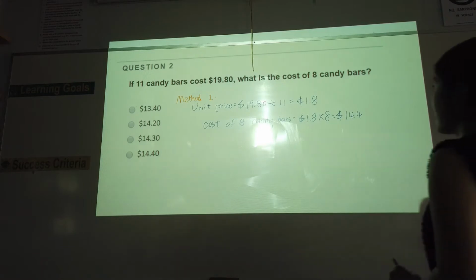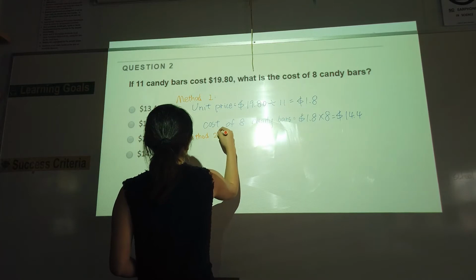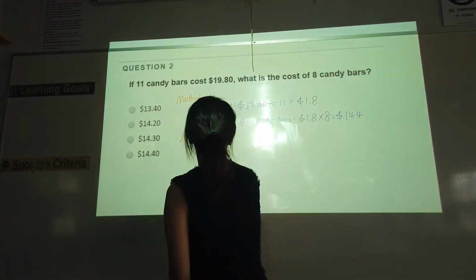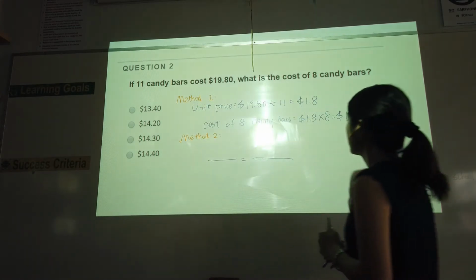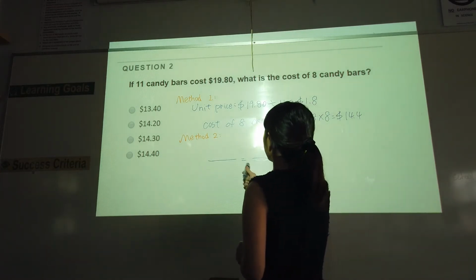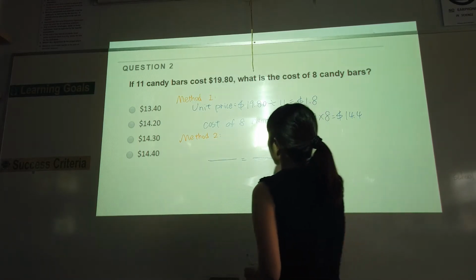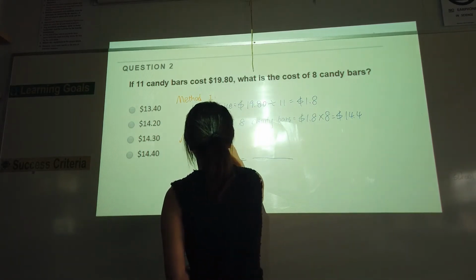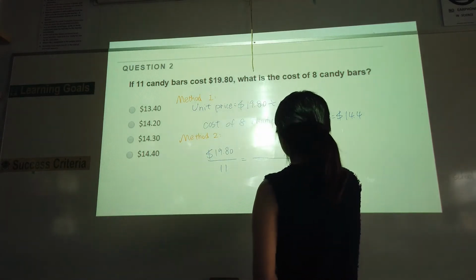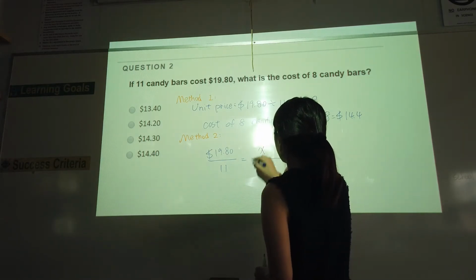I do have a second method that I prefer you to use, which is equivalent fractions. So we're writing 2 fractions on both sides of the equal sign and make sure both of them represent the unit price of the candy bar. On the left, we have 19.8 divided by 11, and on the right, I have 8 candy bars, and then my price is X dollars.